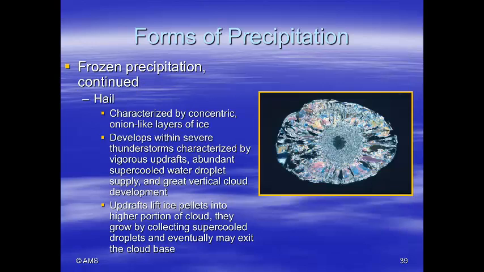We also have hail. This is characterized by concentric onion-like layers of ice. They can develop within severe thunderstorms that are characterized by vigorous updrafts. And they need an abundance of supercooled water droplets, and it has to have a really large cloud vertical development. So what happens is updrafts inside the cloud lift ice pellets into the higher portion of the cloud, where they grow by collecting the supercooled droplets, and eventually they could exit the cloud.